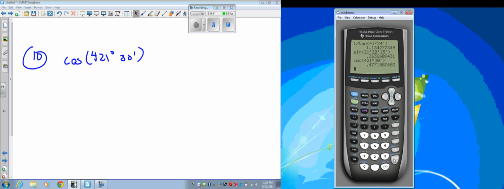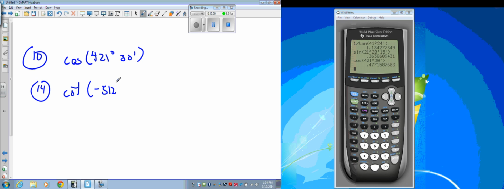Now, if you look at 14, it says cotangent of negative 512 degrees, 20 minutes. So what did we say we have to do? 1 over tangent, right? Negative 512 degrees, 20 minutes.